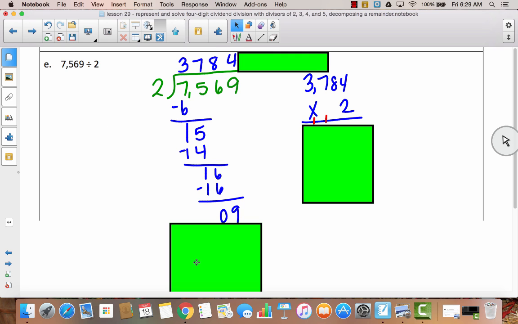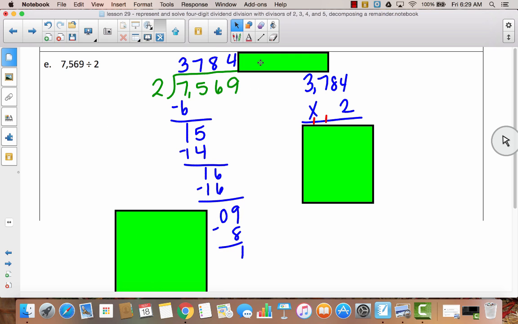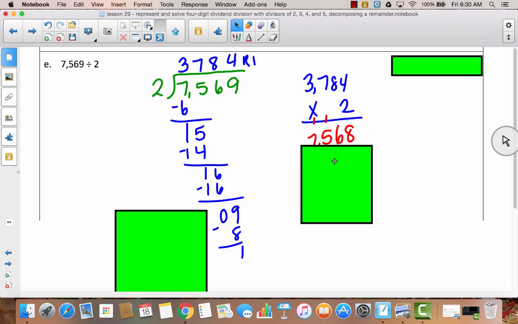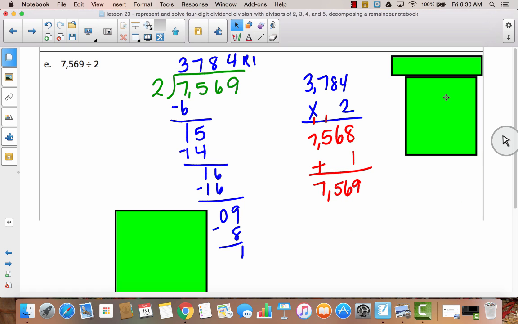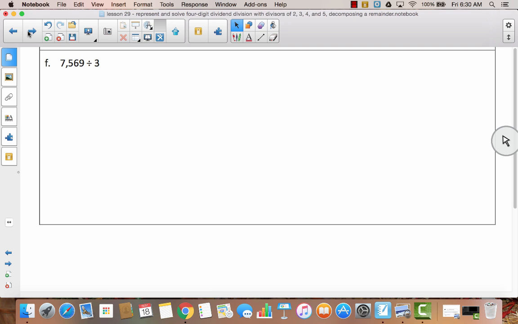So I have 4 times 2, which is 8. That leaves me with a remainder of 1. And then I was ready to check. So I took my quotient. I was dividing by 2, so I multiplied by 2, and that gave me 7,568. I added that to 1, and it gave me 7,569.